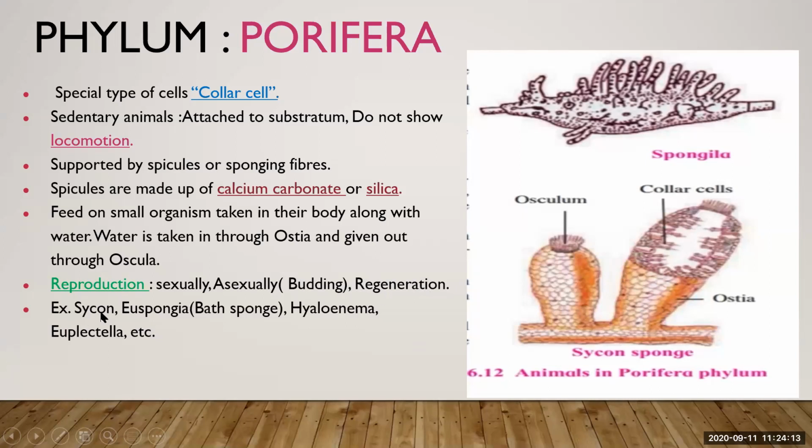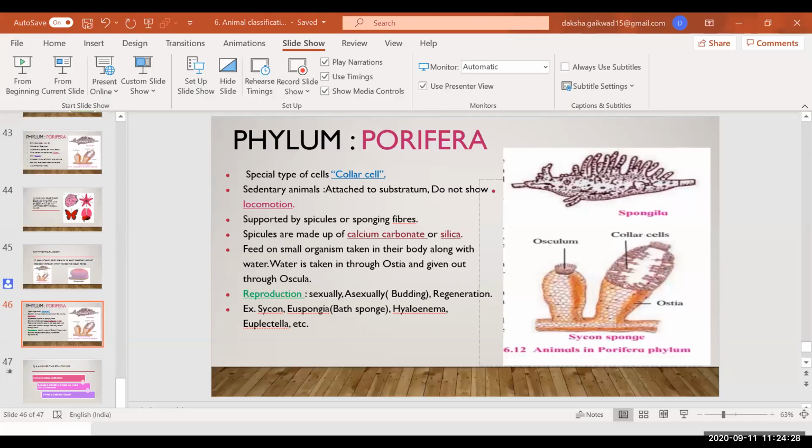So here are examples of Scypha. You can see the example here, a Scypha sponge. Again, I would like to show you one video about this phylum Porifera. Just have a look at this video. You will come to know all the characteristics of Porifera.